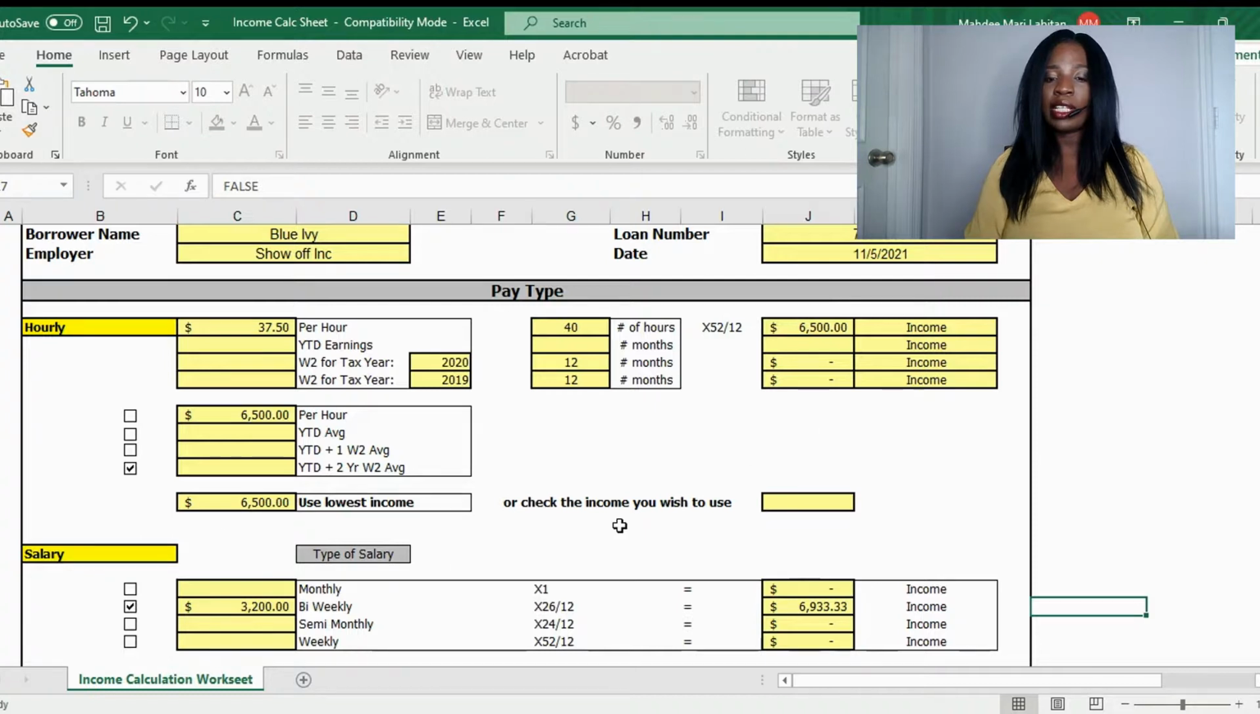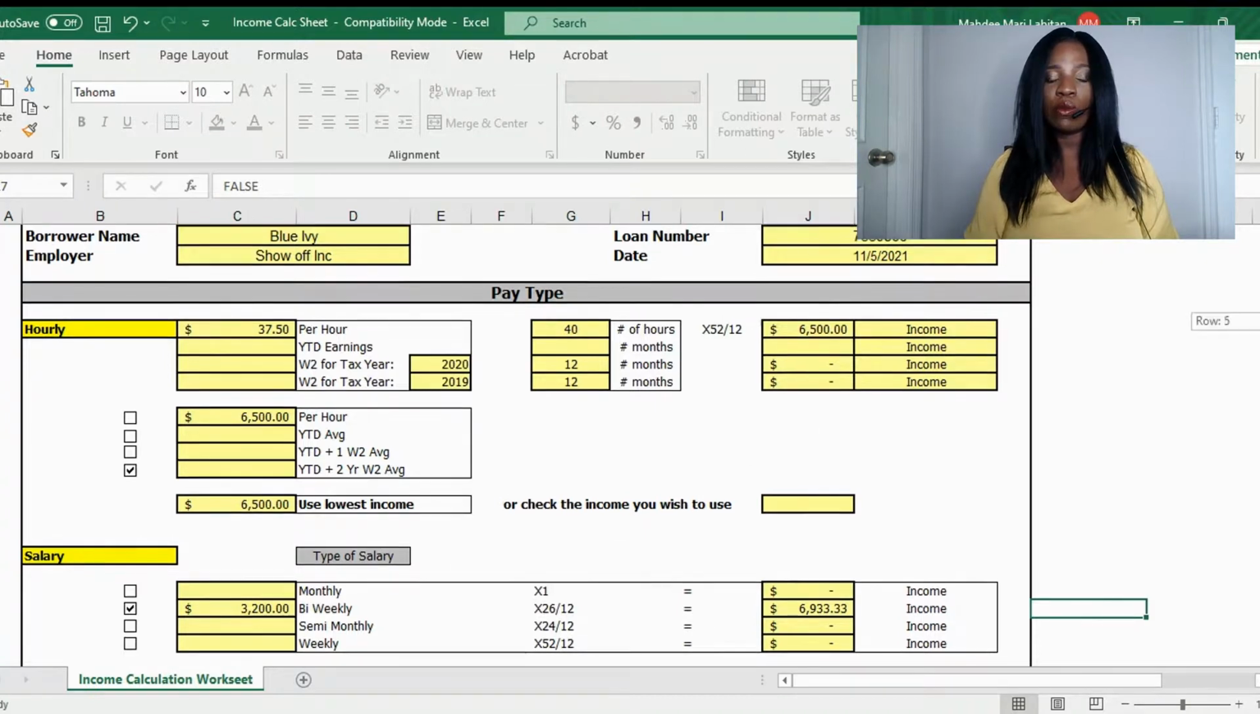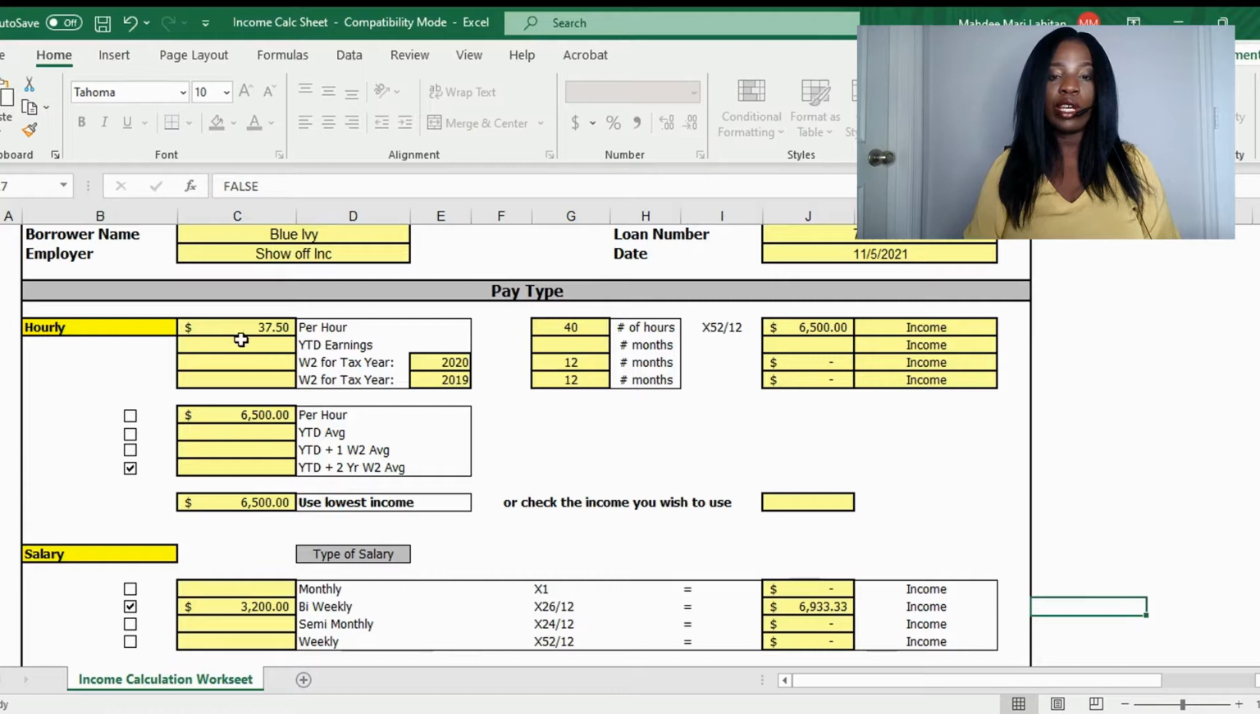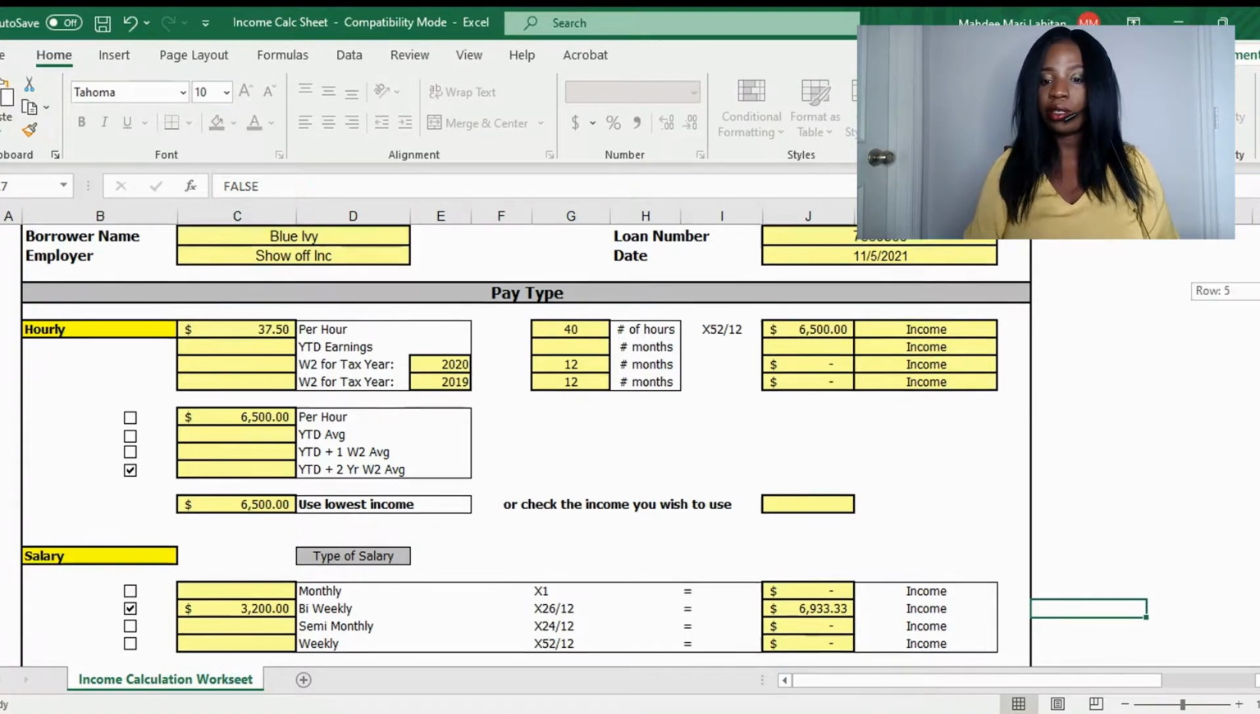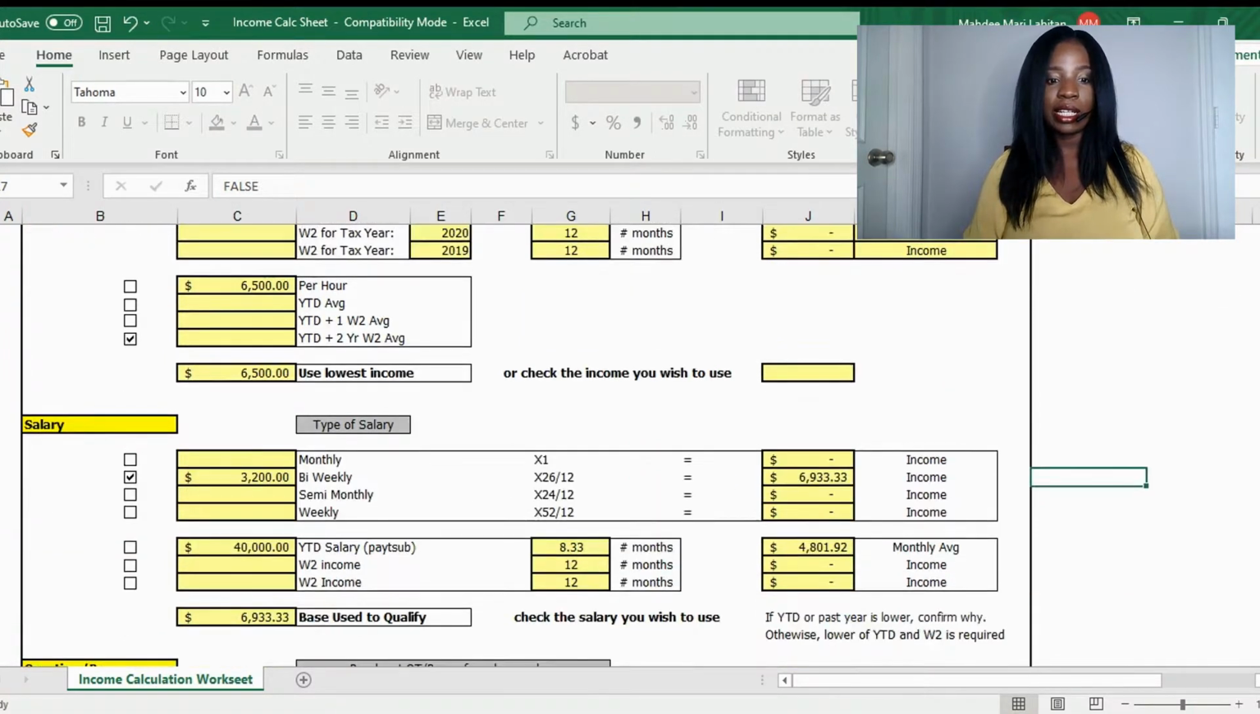So this is how you utilize this income calculation worksheet. Again, you can cross-reference that year to date to make sure that the borrower is in alignment to make what he told us that he makes per year, or she. Let's not be sexist here.